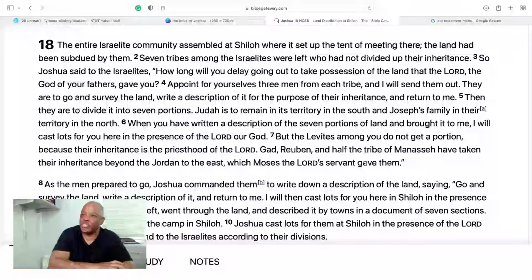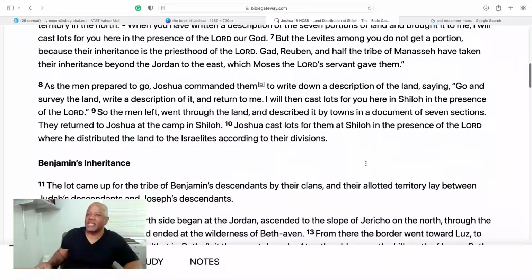Judah is to remain in his territory to the south, and Joseph's family in their territory to the north. When you have written a description of the seven portions of the land and brought it to me, I will cast lots for you in the presence of the Lord your God. But the Levites among you do not get a portion, because their inheritance is the priesthood of the Lord. Gad, Reuben, and half the tribe of Manasseh have already received their inheritance beyond the Jordan to the east, which Moses the servant of the Lord gave them."